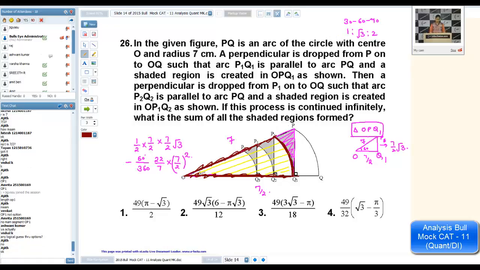Vishal, actually I couldn't, since the options are almost similar. We can see √3, we can see pi. That's why I solved it. Is it okay?